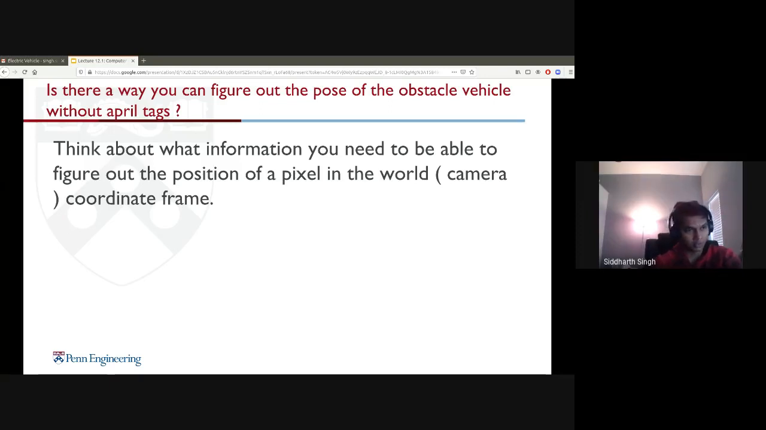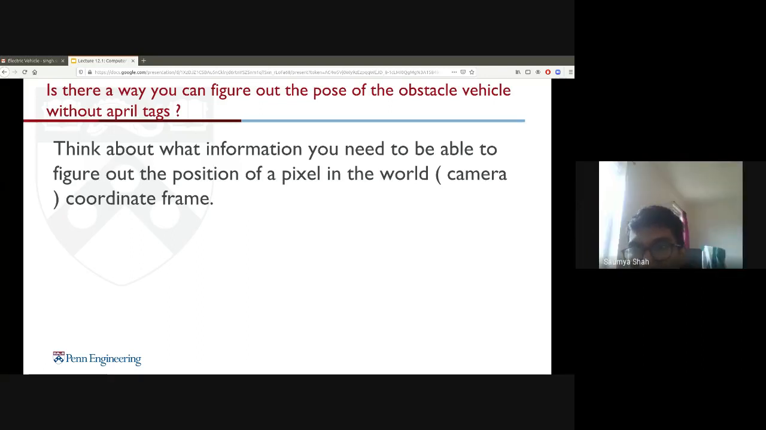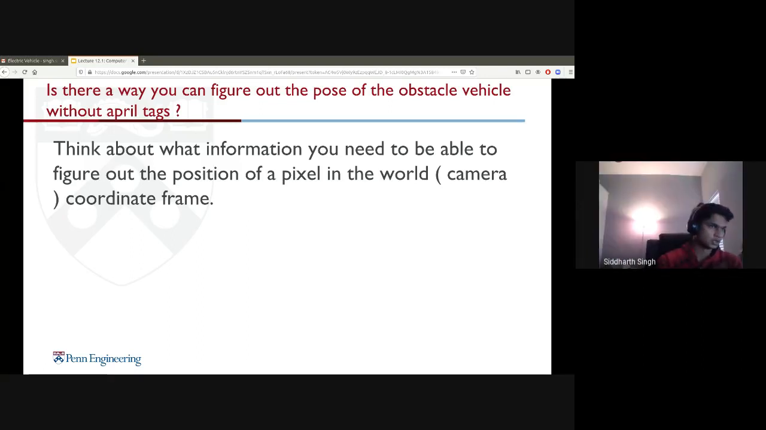That's correct. We need the focal length. We already know that by E and T. Yeah, that's intrinsic. Correct. Camera intrinsics. What else? Lambda and mu in the image. Perfect. We also need to know the depth. It's similar to single view geometry. It's exactly the same thing that we did in single view geometry. We need the intrinsics. We need the depths, right?